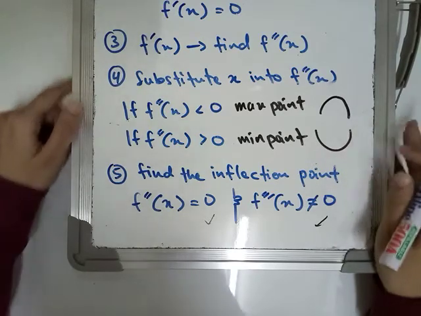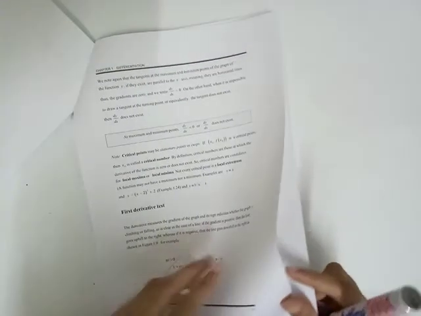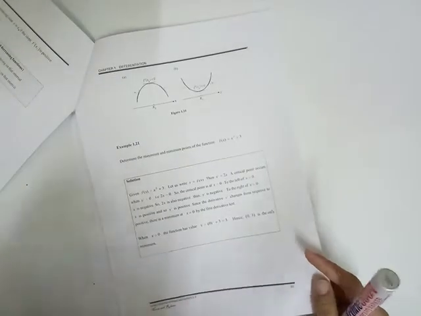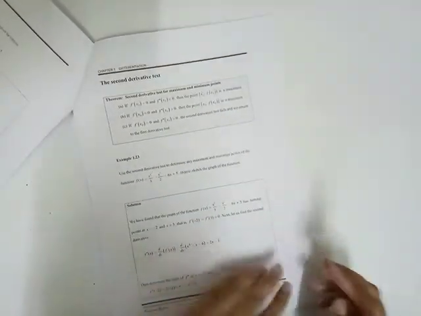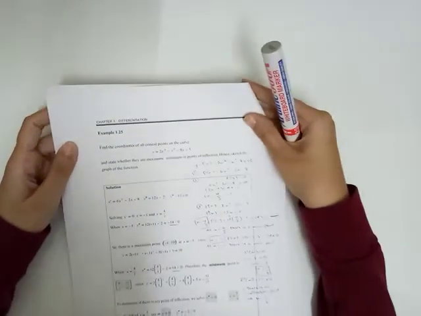So to understand more, we look at an example. Look at example 1.25. The other steps are the same, that means you need to find the maximum and minimum point. But I want to show you the last example. Last example, example 1.25.